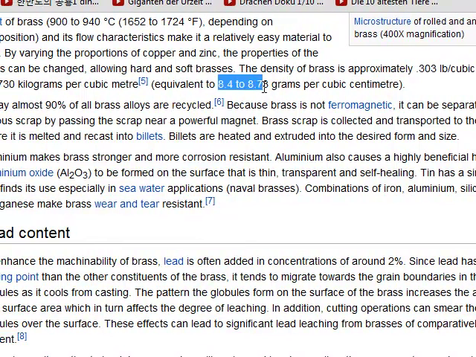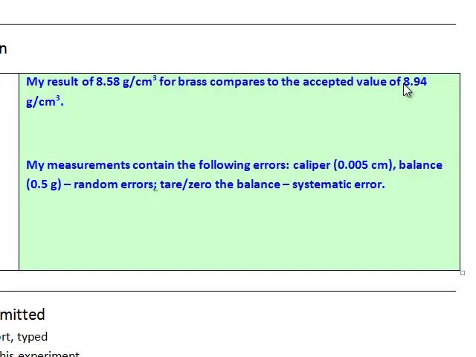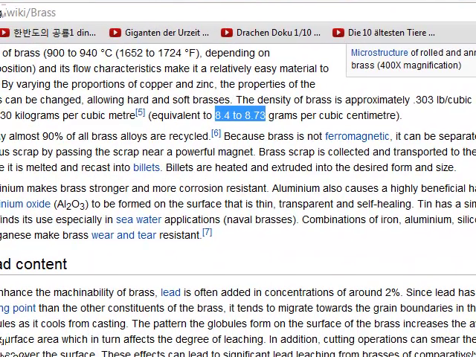It says 8.4 to 8.73 grams, and the reason why there's a certain range is that brass is an alloy of copper and zinc mostly, and so the properties of brass can change. The density of brass is in this range here, 8.4 to 8.73, so compares to the accepted value of 8.4 to 8.73 grams per cubic centimeter.